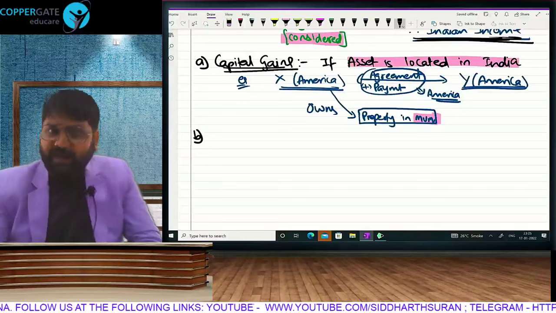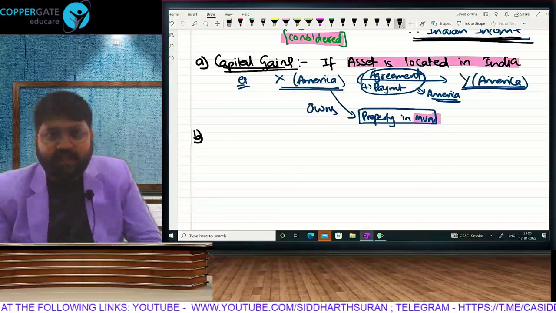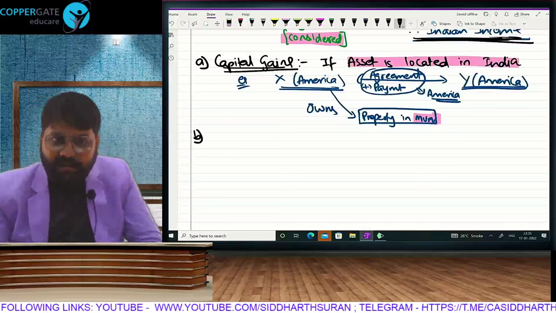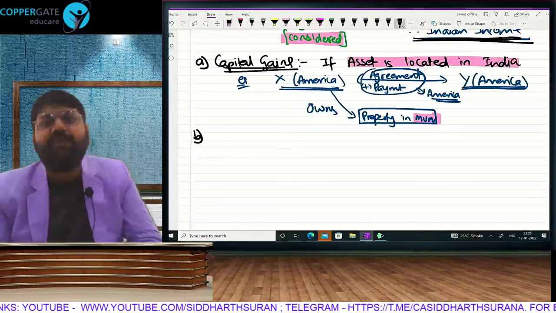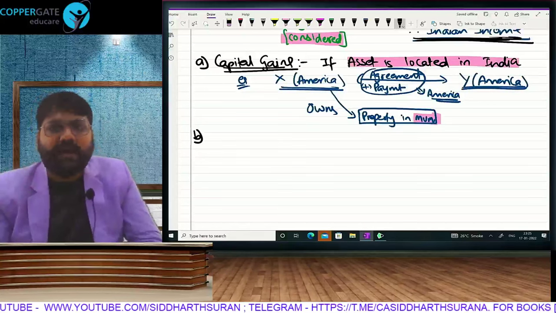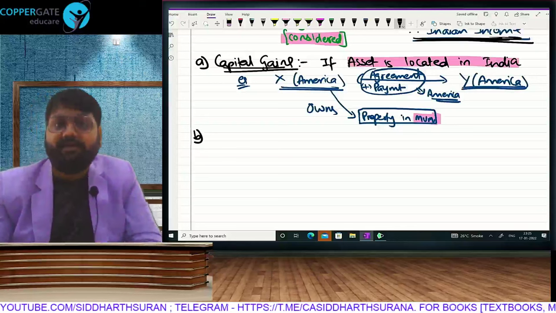Let's continue. We are in the list of incomes that will be deemed to accrue or arise in India. It will be treated as Indian income, and once it is treated as Indian income, that means it is going to be taxable for. For whom? You made this mistake. So give me the correct answer. Taxable for whom?